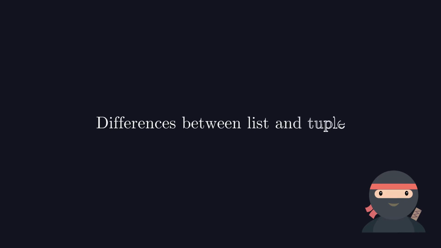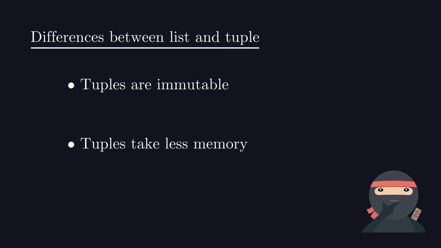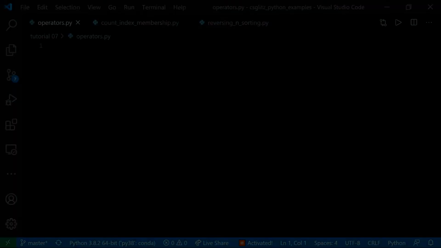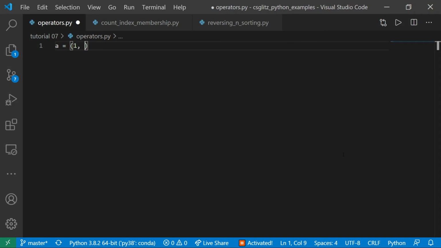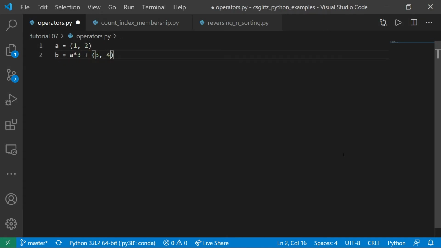Difference between list and tuples. Tuples are immutable. They are useful when the number of elements is fixed, like name of days or months. Tuples take less memory, so they are very lightweight compared to the list, and they are faster to create and faster to copy. Similar to the list, we can concatenate or repeat tuples.